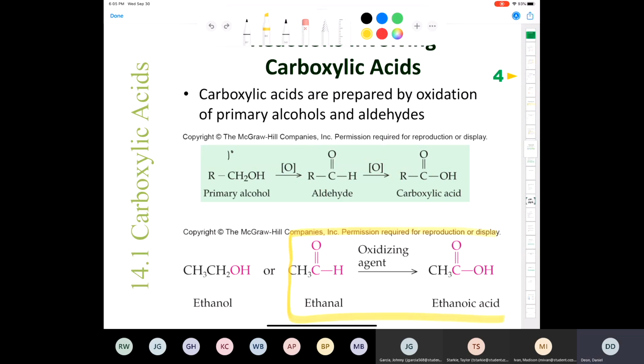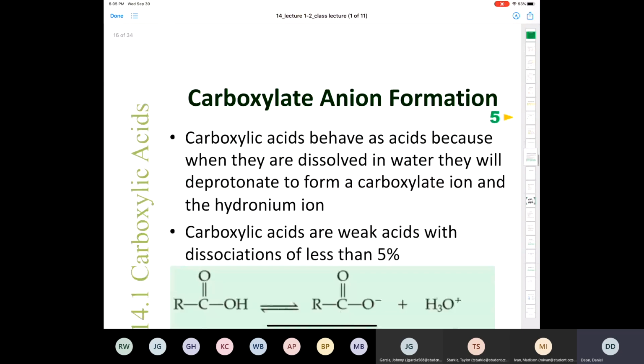And how do we know that this is oxidation? Because we're gaining oxygen. We're gaining one oxygen atom when we go from the aldehyde to the carboxylic acid, like that.